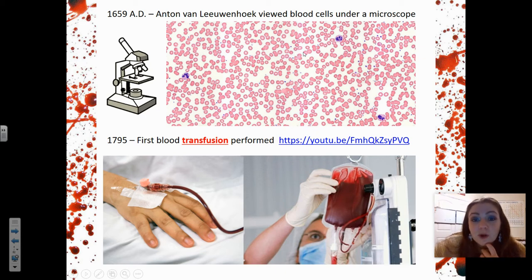So these are what our red blood cells look like, just little red circles, where human blood cells are pretty round. And then these little globs here are our white blood cells. You can already see that there's a lot fewer white blood cells than there are red.